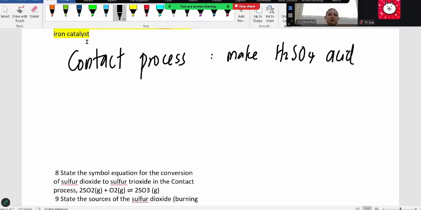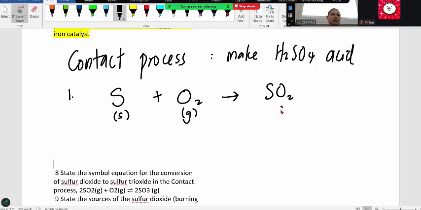Okay, so the first equation is you take sulfur, which is a solid, you burn in oxygen, which is a gas, you get sulfur dioxide. Okay, this one nothing much. You just burn only. No need catalyst, no need nothing, and the equation is non-reversible, it's just one direction. Okay, so where do you get the sulfur from? We get the sulfur from sulfide ores. Okay, sulfide ore means something like zinc sulfide, it contains sulfur. So we can get the sulfur from there.